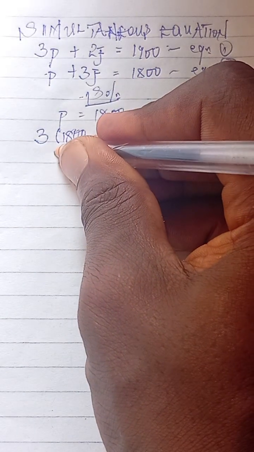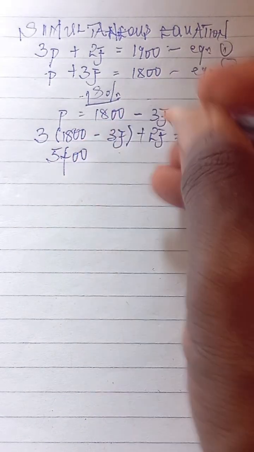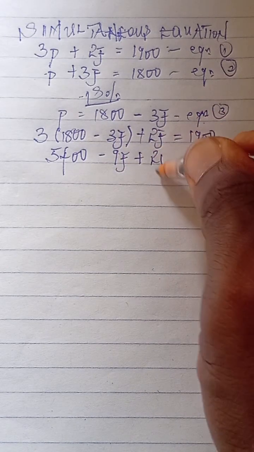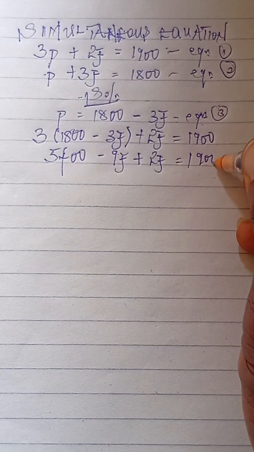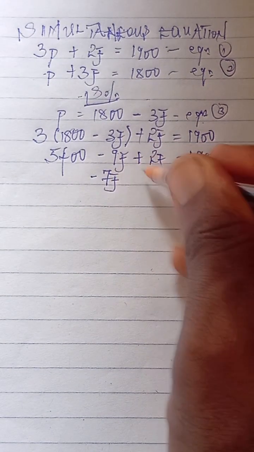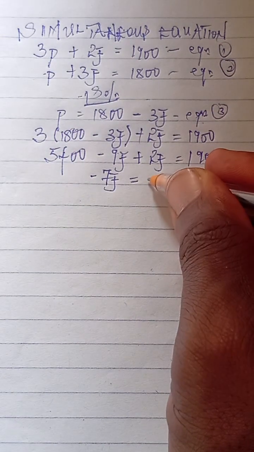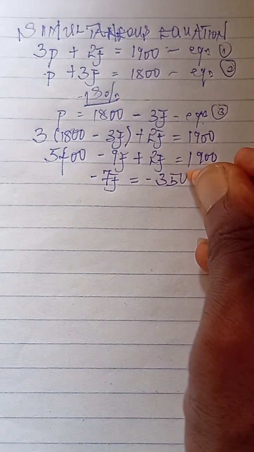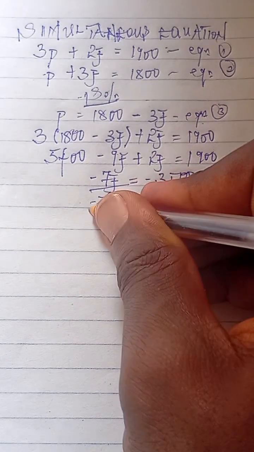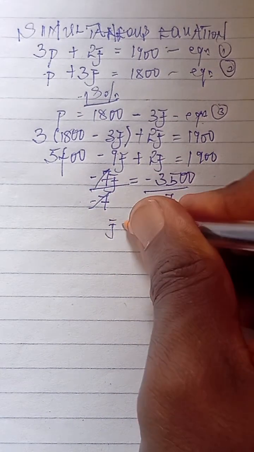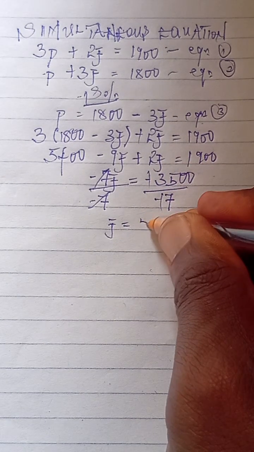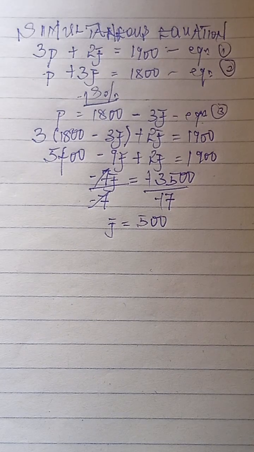If we simplify that, it's going to give us 5,400 minus 9f plus 2f, all equal to 1,900, which gives us minus 7f equals, when this crosses over, minus 3,500. From here we can divide both sides by minus 7. These cancel out, and f will be equal to, minus cancels out minus, 7 into 35 gives us 5, so 500. So the price of fish is 500 naira.